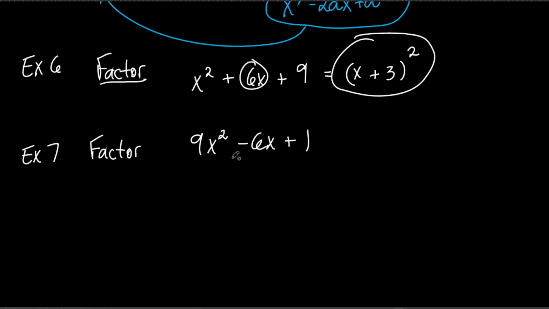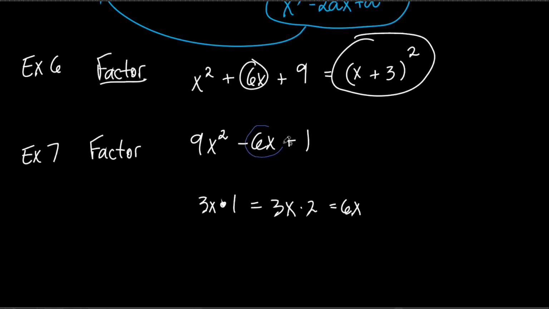So it could possibly be a perfect square. Let's see if it is. How do we determine if it's a perfect square? Take the square root of this. What's that? 3x. Take the square root of this. What is being squared to give you 1? 1 is. Times 1, times 1. And then you multiply them and then do what to it to see if it's a perfect square? Times it by 2, double it, right?